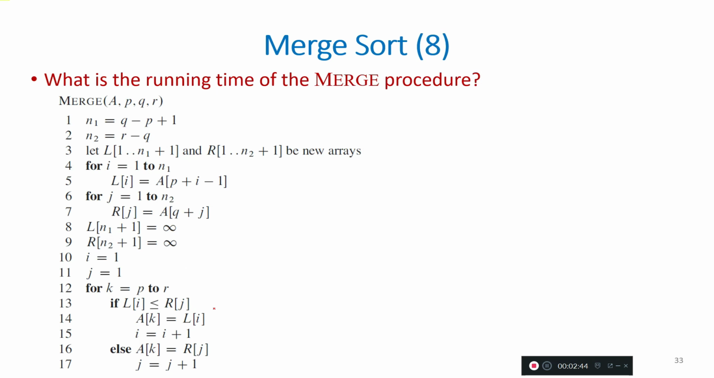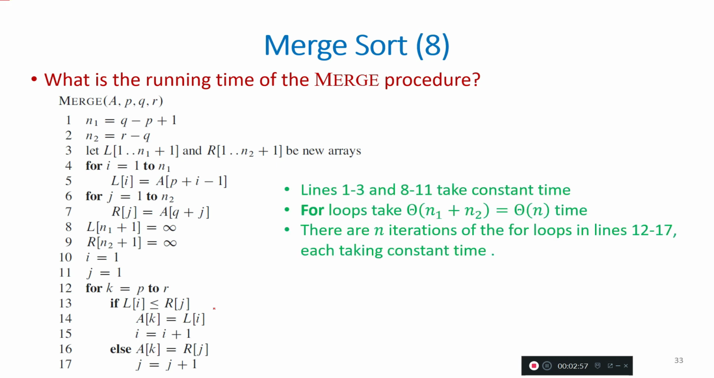Now let's try to find what is the running time of the merge function inside the merge sort algorithm. This is the pseudocode that I've copied again, so look at it and let's work it out together. The first thing that you have to do is to look for the for or while loops in this procedure. So instructions 1 to 3 are basically just assignments and initializations, so they take constant time.